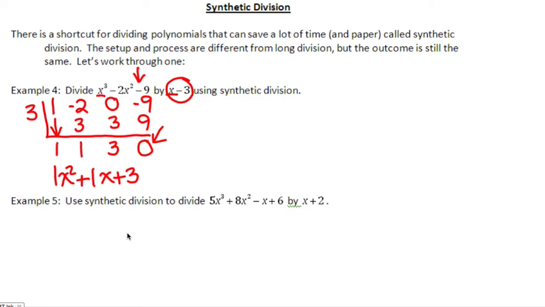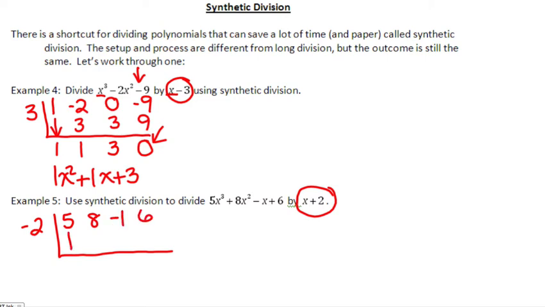Let's try it one more time just to make sure we've got it. So again, I've got this factor, x plus 2, so I'm going to use a negative 2, take all my coefficients, 5, 8, negative 1, and 6, and go through the process. Bring down the 5 and multiply. So I get negative 10, add these two together, negative 2, and multiply. Positive 4, add these two together, 3, and multiply, negative 6, add these two together and get 0. You're not always going to get 0 as a remainder, but when you do, that's an indicator that x plus 2 is in fact a factor, divides evenly into the polynomial.